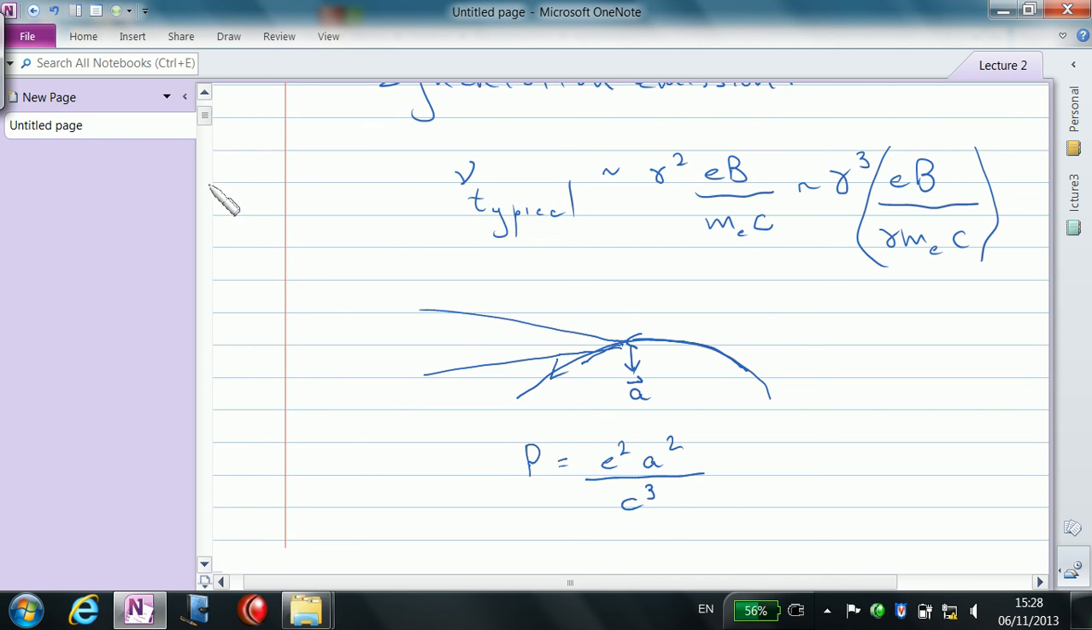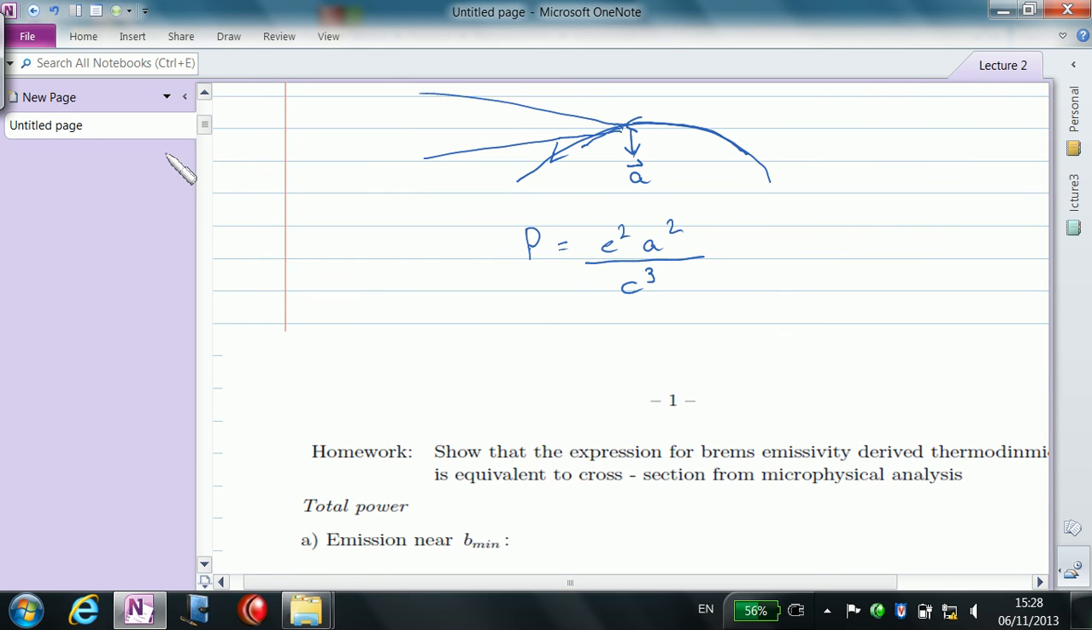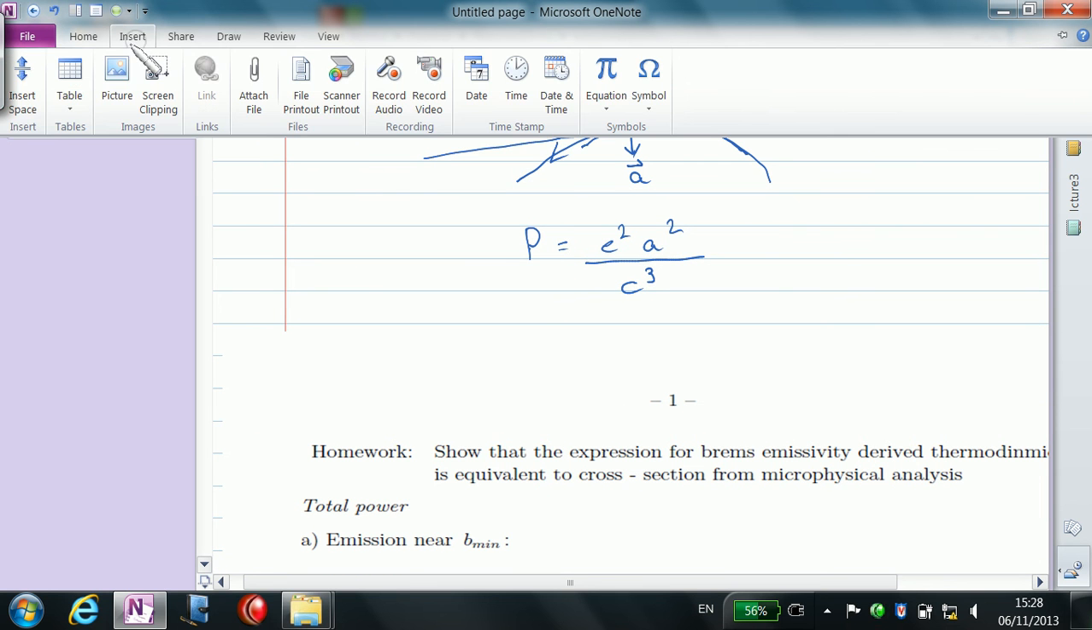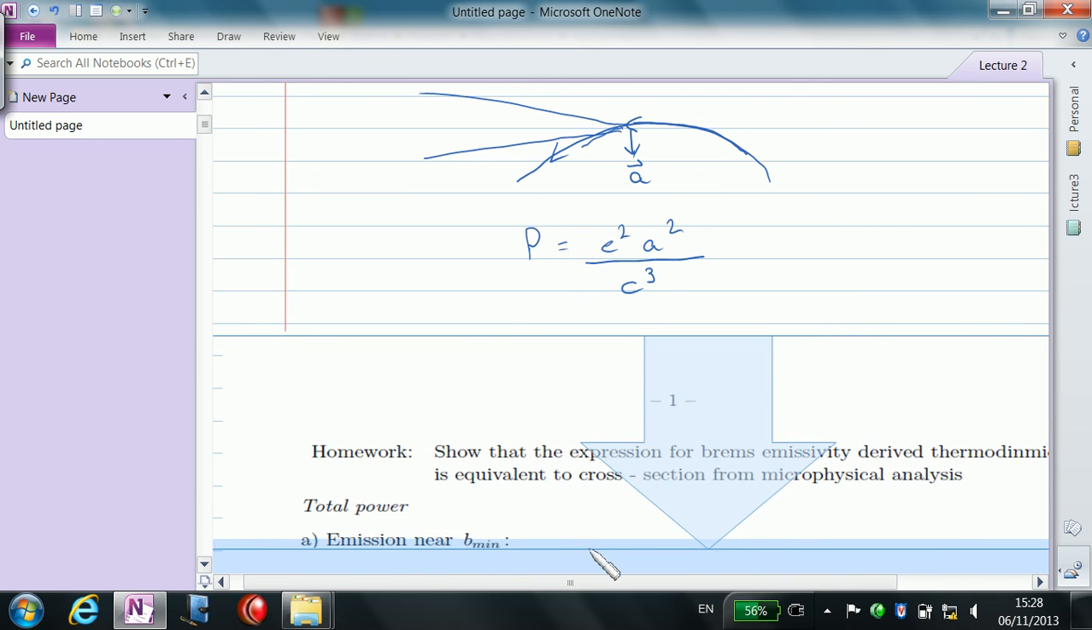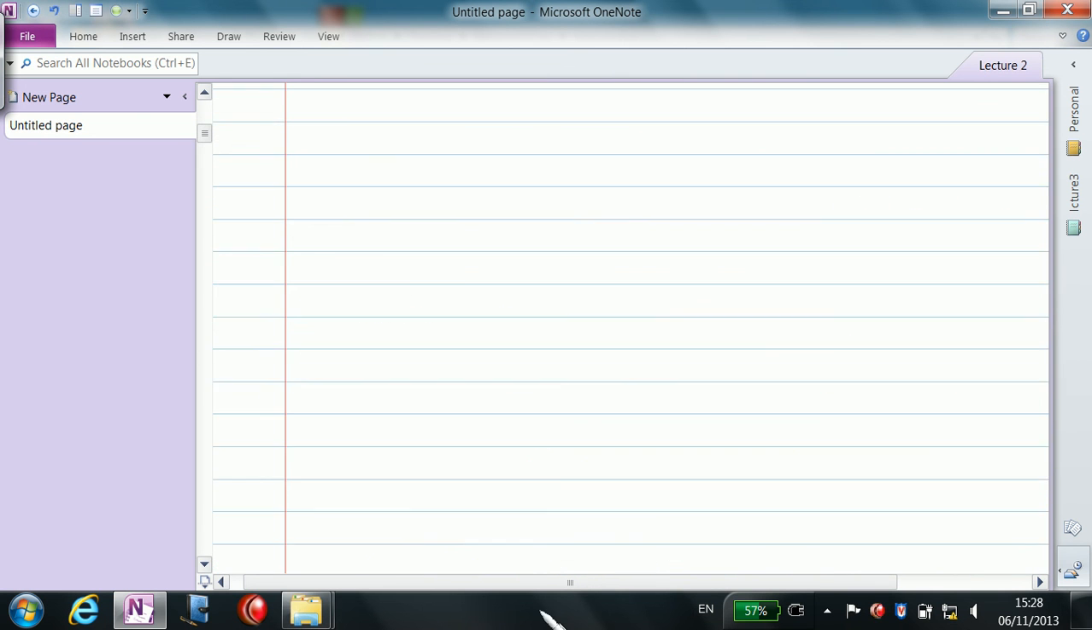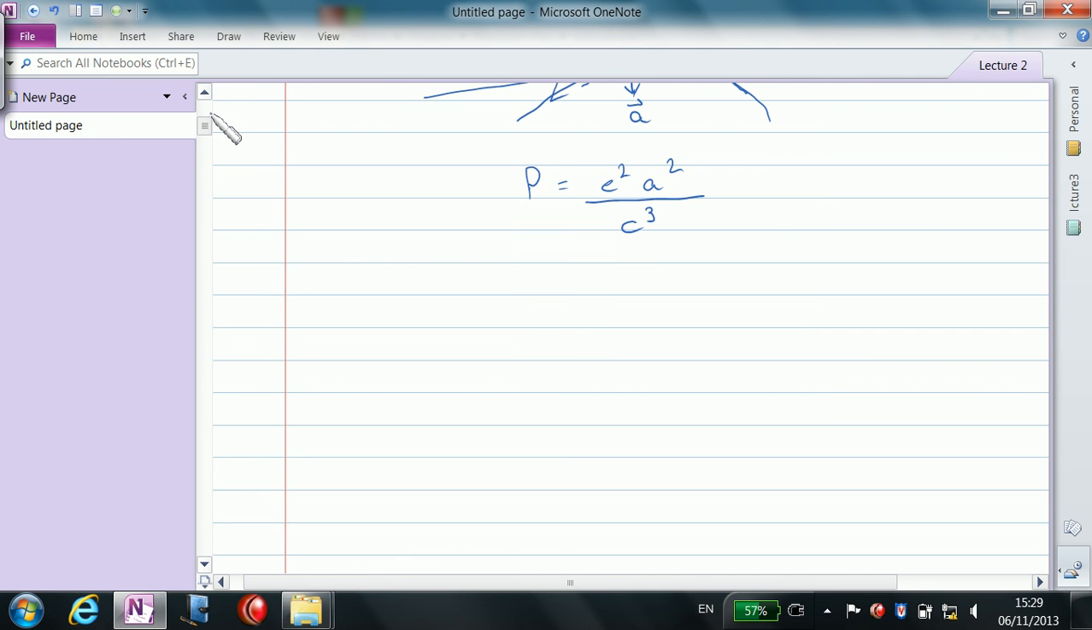Okay. What are the other terms, apart from e squared a squared? There's a factor of two thirds. Well, this is for non-relativistic. For relativistic, I don't exactly remember.